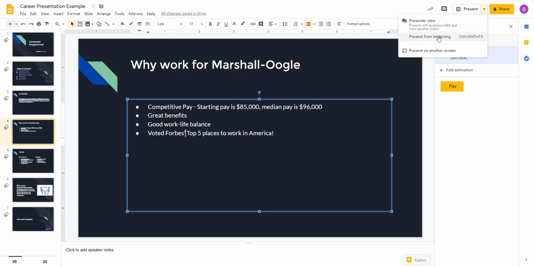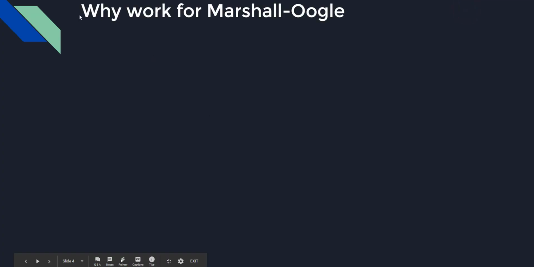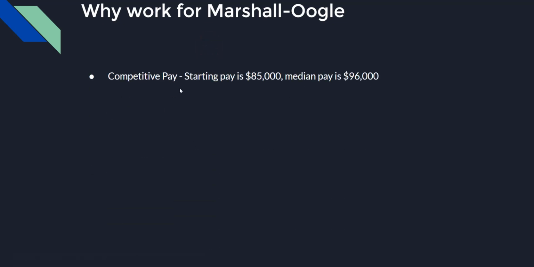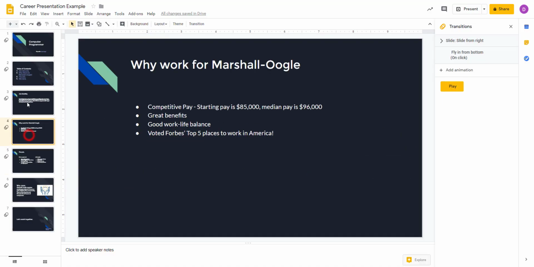So I have it so that when I present it, we're presenting why work for Marshall Ugo. And again, I don't have everything come up at one time. I have one line at a time. And when I click, I see the next line, click, next line, click, next line. Okay, and I'll go to the next page after that.